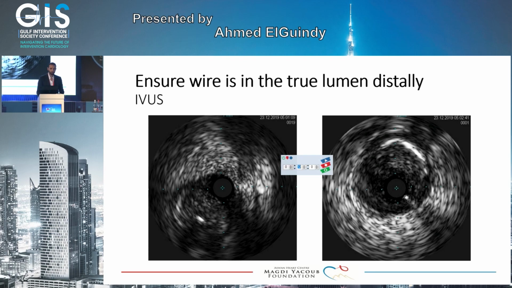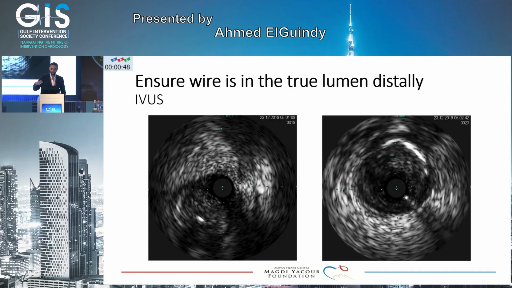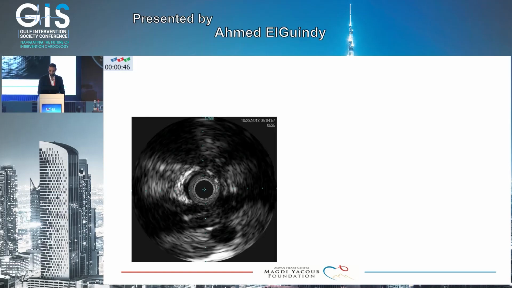So this is how the IVUS would look on the left-hand side. This is a Volcano system. You can see that the catheter is in the false lumen at 1 o'clock, and the entire vessel is shifted to one side. This is how a subintimal position or an extraplaque position of the IVUS catheter would look like, as opposed to true lumen on the right-hand side.